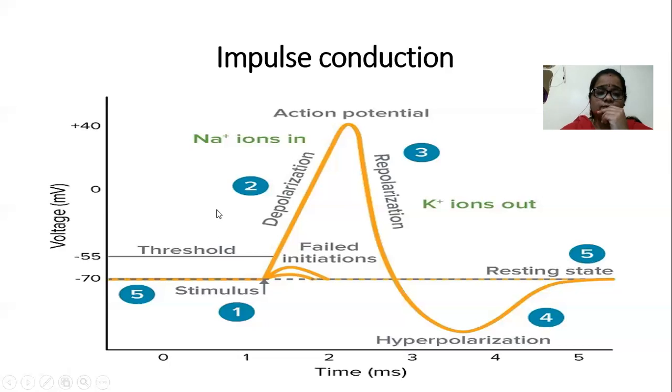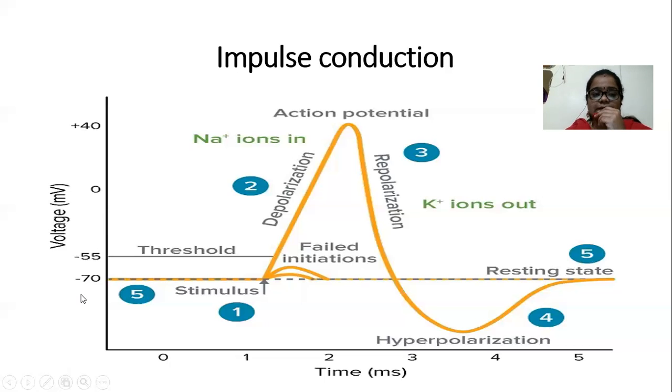Then there is further activation and more opening of the sodium channels. With more and more sodium channels opening in the cell, there is a high influx of sodium ions into the cell. The positive charge inside the cell increases, as sodium ions are positively charged. Then immediately the membrane potential will reach from minus 55 millivolts to plus 30 or 40 millivolts.